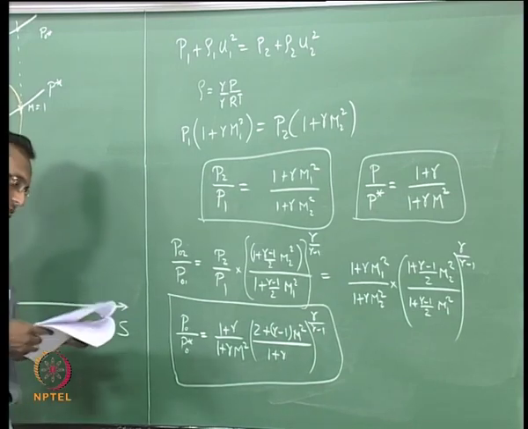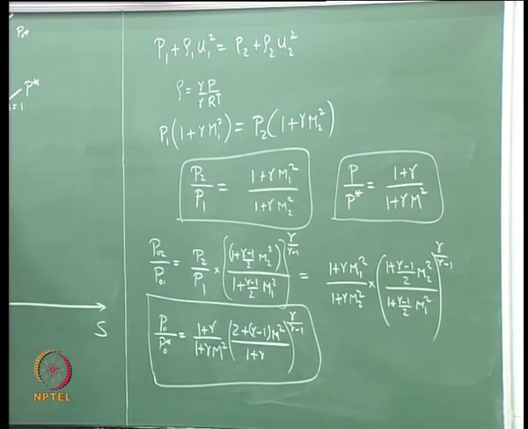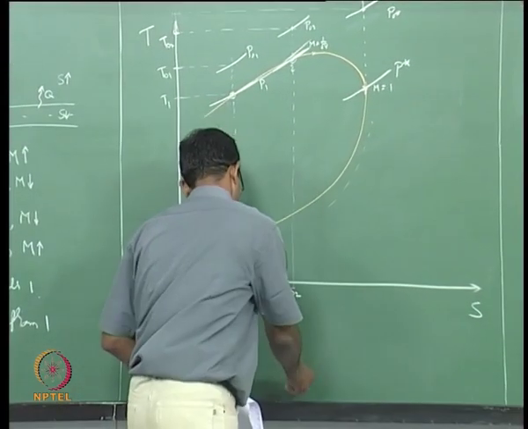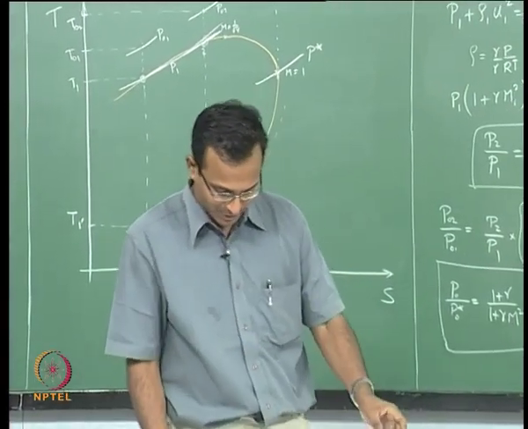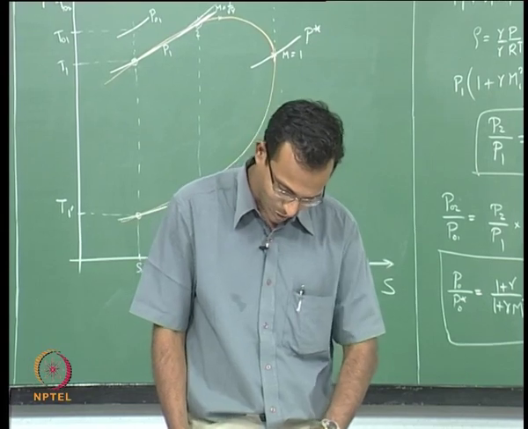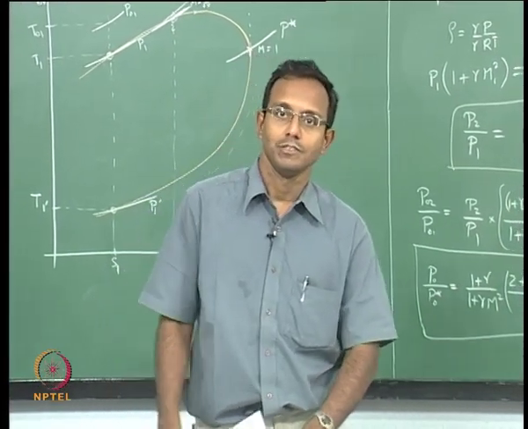Now we look at the next variable. Actually, I think I'll stop here. The next variable will take a little longer. So we'll derive the remaining ones, temperature, density, T naught, and entropy, later. Next class we'll do that. Yeah. See you people next class.